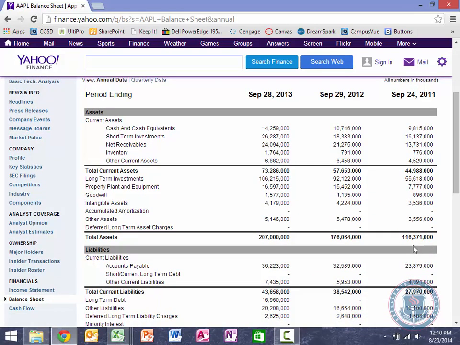They had $116 billion in assets. Then they went to 176. Now they're at $207 billion in assets. So maybe they're not collecting as much income. But their asset base has practically doubled in 2 years.